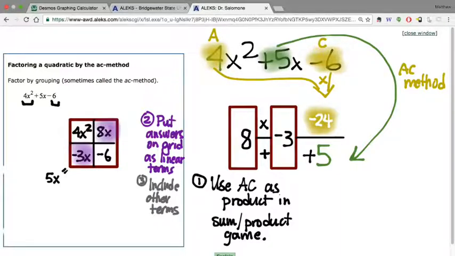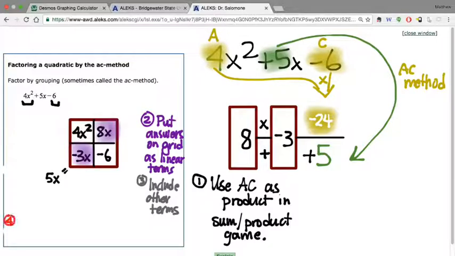Now, the 4x squared can be broken apart in 2 different ways, a 4x and a 1x, or a 2x and a 2x. The negative 6 can be broken apart in several different ways, right? Negative 6 and positive 1, negative 3 and positive 2, negative 2 and positive 3, negative 1 and positive 6. So there's a lot of possibilities, and I don't like possibilities. I like processes. So let's talk about my take on what the next step is.